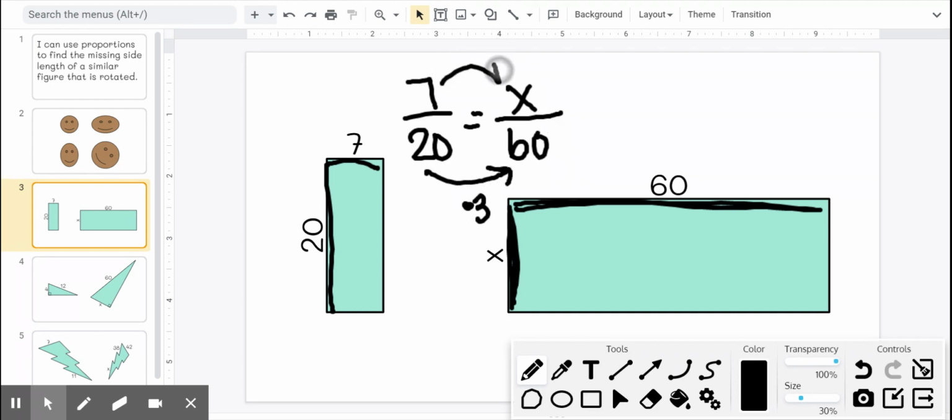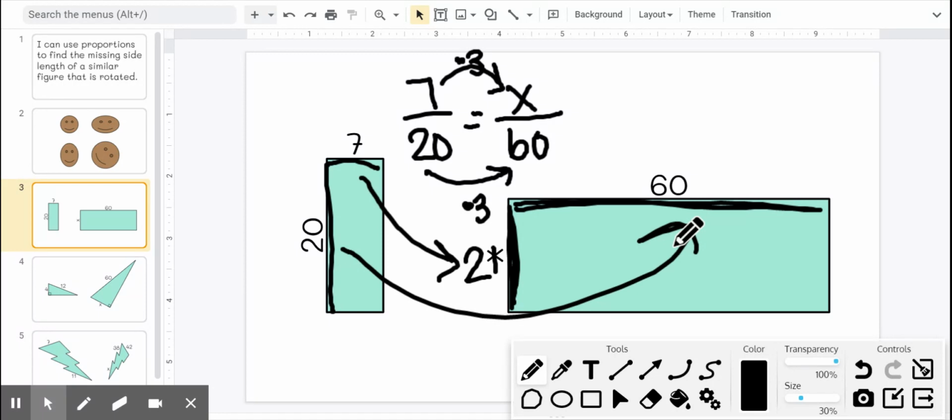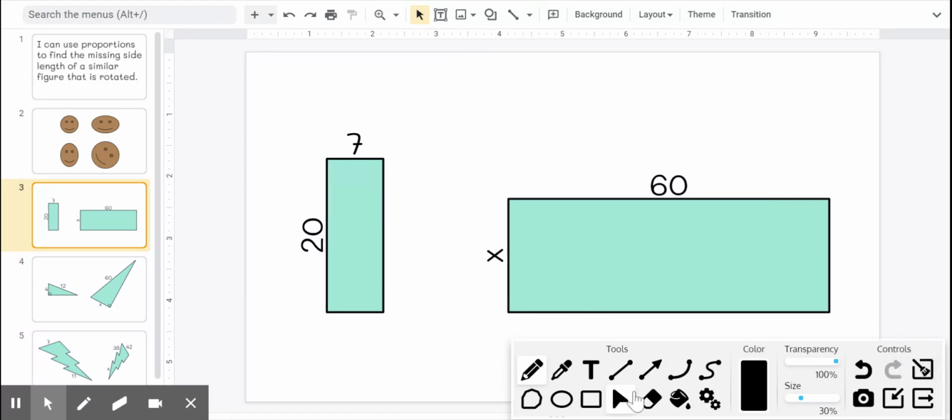So we're also going to multiply up here. We always have to do the same thing to both sides, whether they're left and right or top and bottom. So 7 times 3 is 21. Okay, so the shortest side tripled and the longest side tripled. Let's try another.